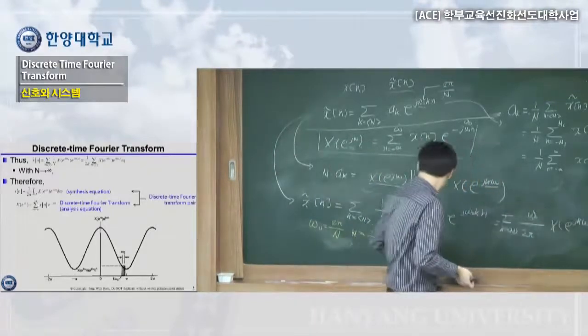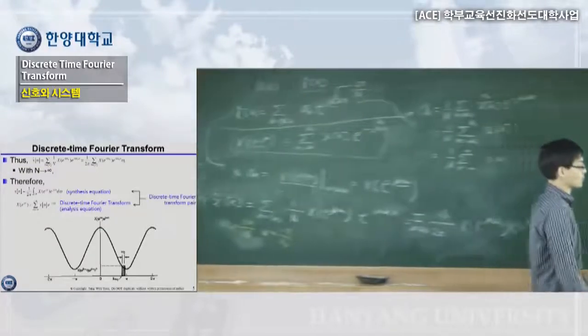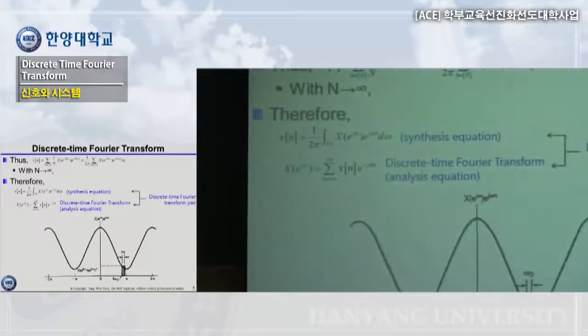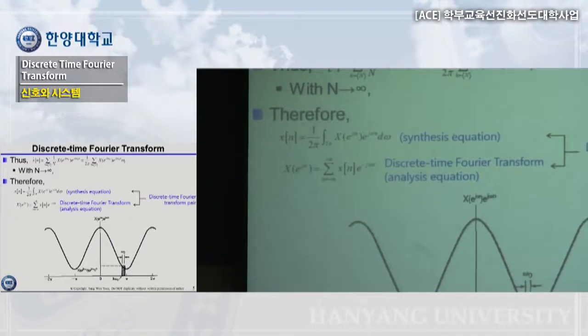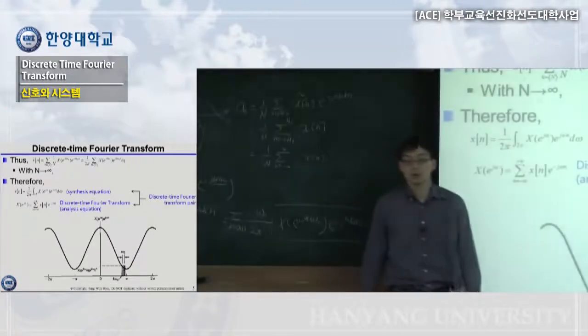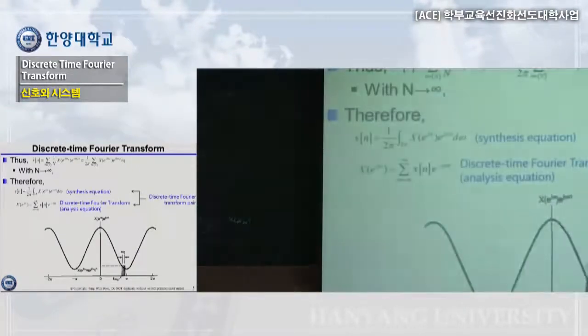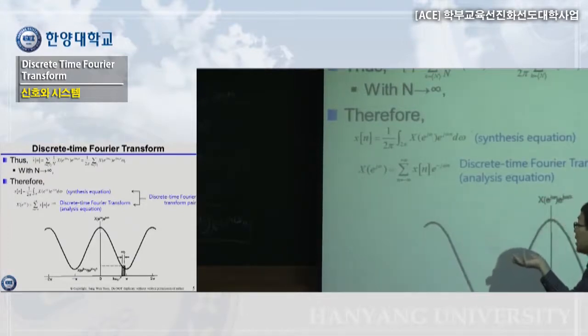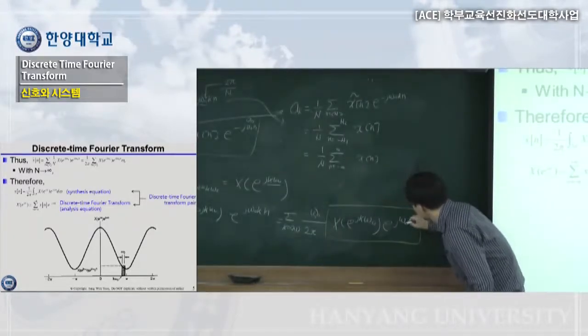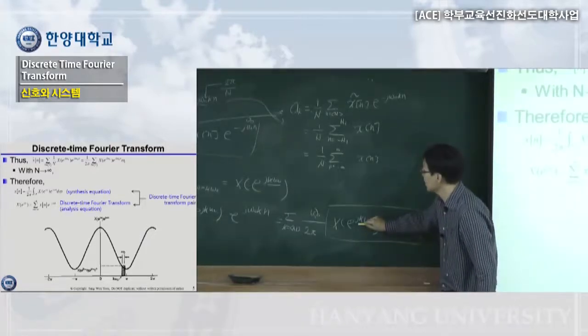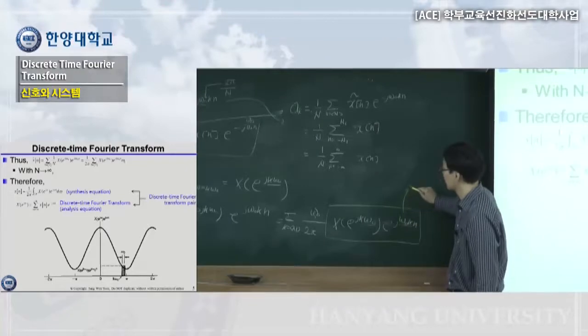So let's think about what the meaning of this one is. Let's go back to the frequency domain. In the frequency domain, assume that we plot this function. We plot this as a function, e^{j omega 0} times e^{j omega n}. You may ask me why the k omega 0 changed to omega. Why?